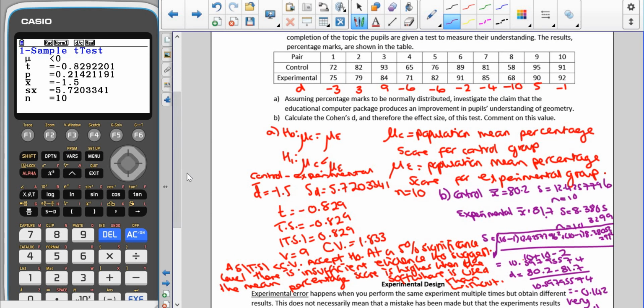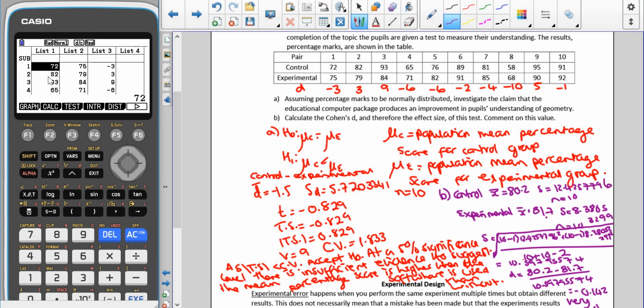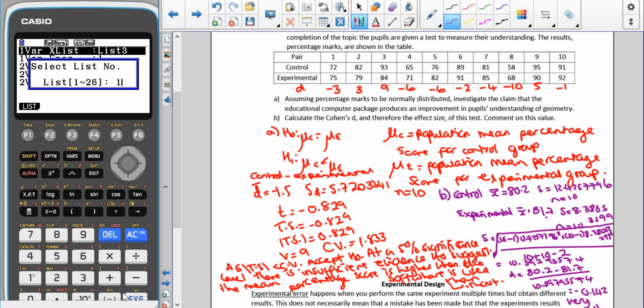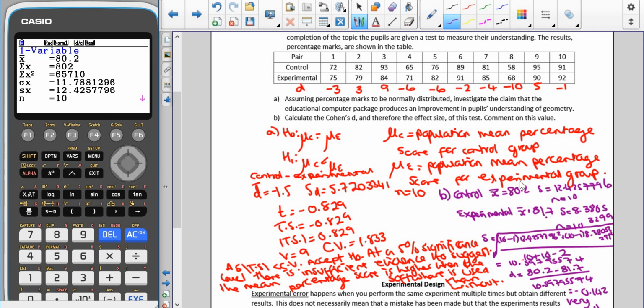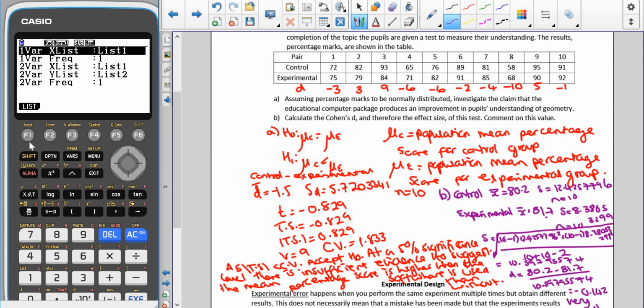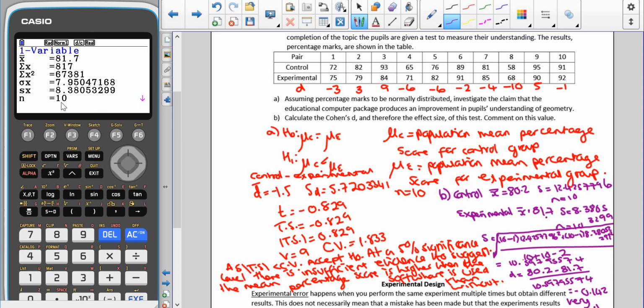So for part B, we have to calculate the Cohen's d and therefore the effect size of the test and comment on the value. Now this time we didn't explicitly find the mean for the first group and the standard deviation for the first group and same for the second group, but luckily I already have the values in my calculator. So all I have to do is change my calc so that it's looking at list 1. And then I wrote down those values for my control group. Then again changing the set so it's looking at list 2. And then writing down those values for my experimental group.